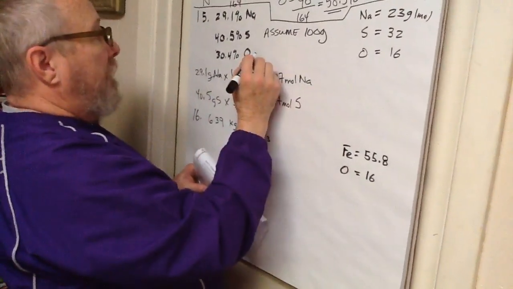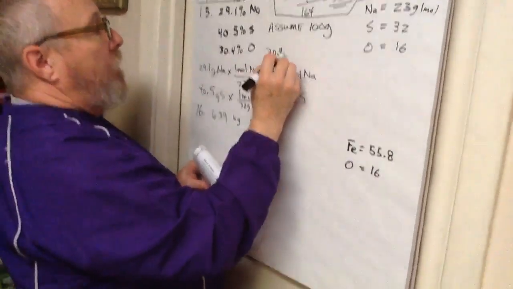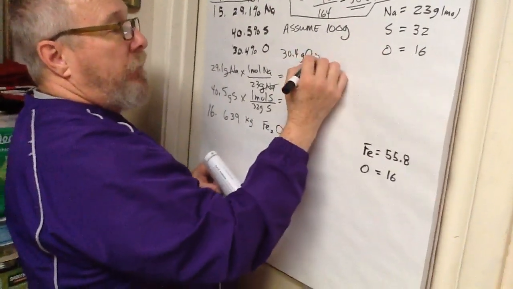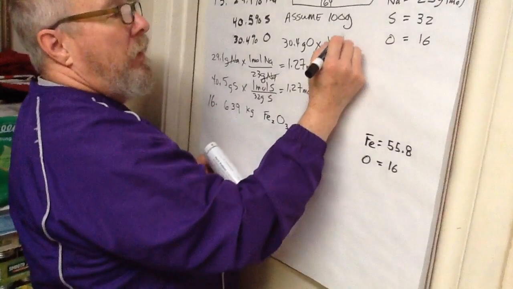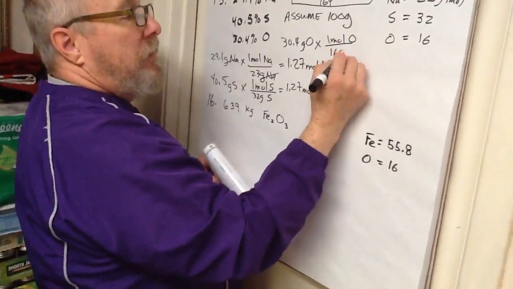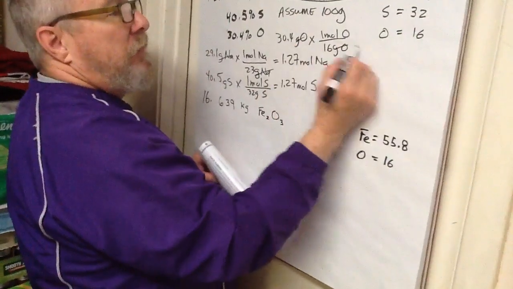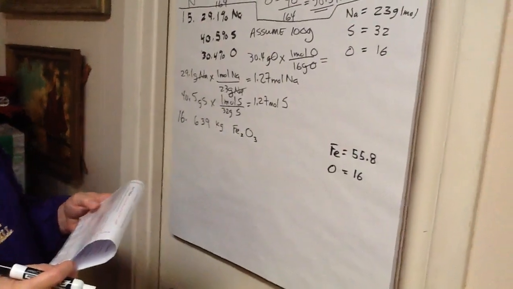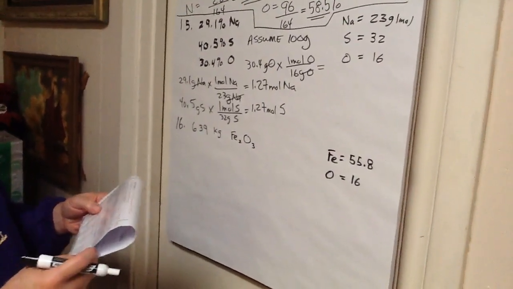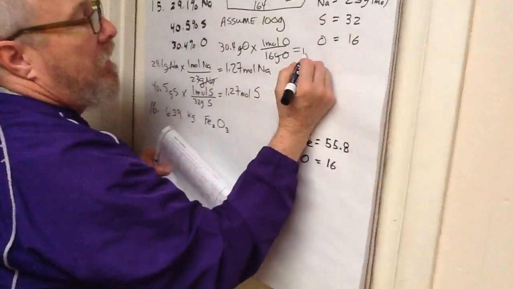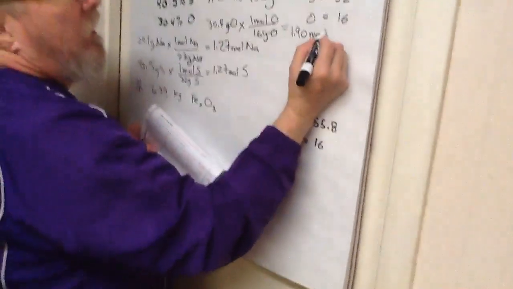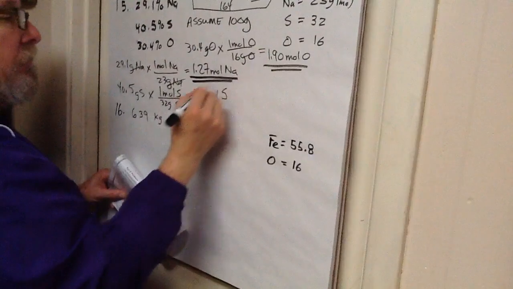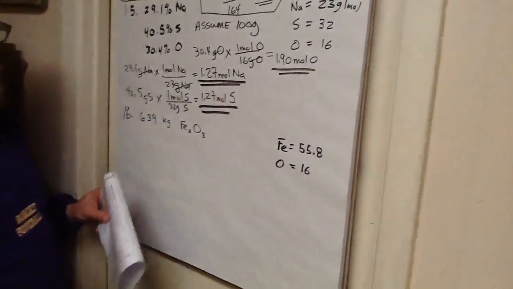I'm going to do it up here. So I have 30.4 grams of oxygen in my 100 gram sample. And I multiply that times 1 mole of oxygen is equal to 16 grams of oxygen. Grams of oxygen cancel, and I end up with this value, which is, if I can find it here, 1.90 mole of oxygen. So I have 1.9 mole of oxygen, 1.27 mole of sodium, 1.27 mole of sulfur.